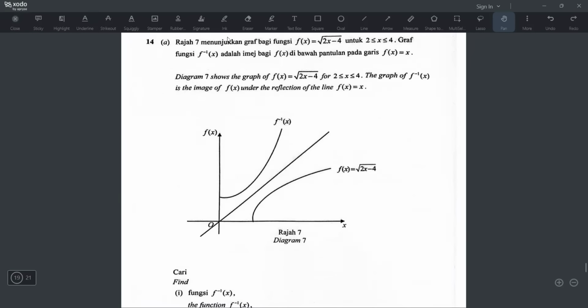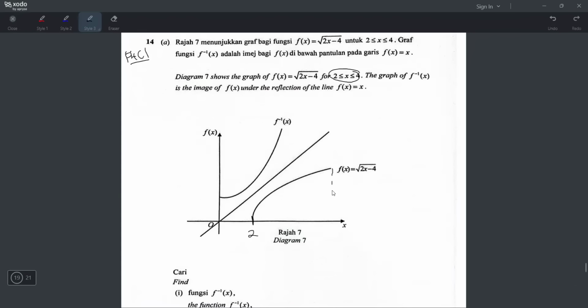Okay, 14 is very obvious. It's from Form 4 Chapter 1. And I can already tell it's an inverse, right? Okay, let's go. Diagram 7 shows the graph of f(x) equals square root of 2x minus 4 for x between 2 and 4. That's the domain. So for f(x) equals square root of 2x minus 4, the domain is x from 2 to 4. That means this one is 2, this one is 4. It means this graph, they only draw from x coordinate 2 to the last point, x coordinate 4.